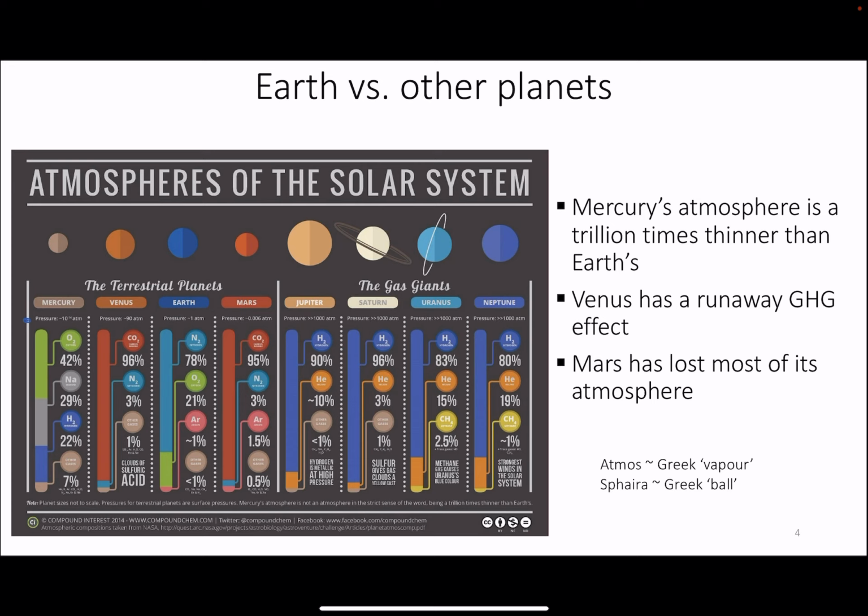So if you look at, for example, the pressure of Mercury's atmosphere, you can see that Mercury's atmosphere is way, way, way thinner than Earth's. And Mars has actually lost most of its atmosphere. You can see it doesn't have a lot there. And the word atmos is actually Greek for vapor, and sphera is Greek for the word ball.